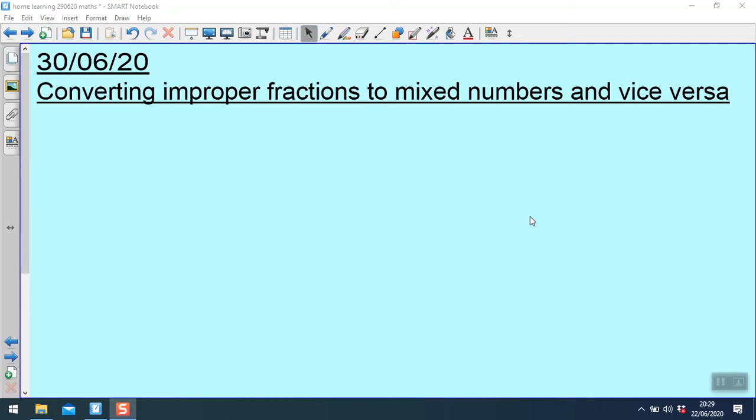Hi, this is your second maths lesson this week on fractions, and today we will be converting improper fractions to mixed numbers and vice versa, so also mixed numbers to improper fractions.